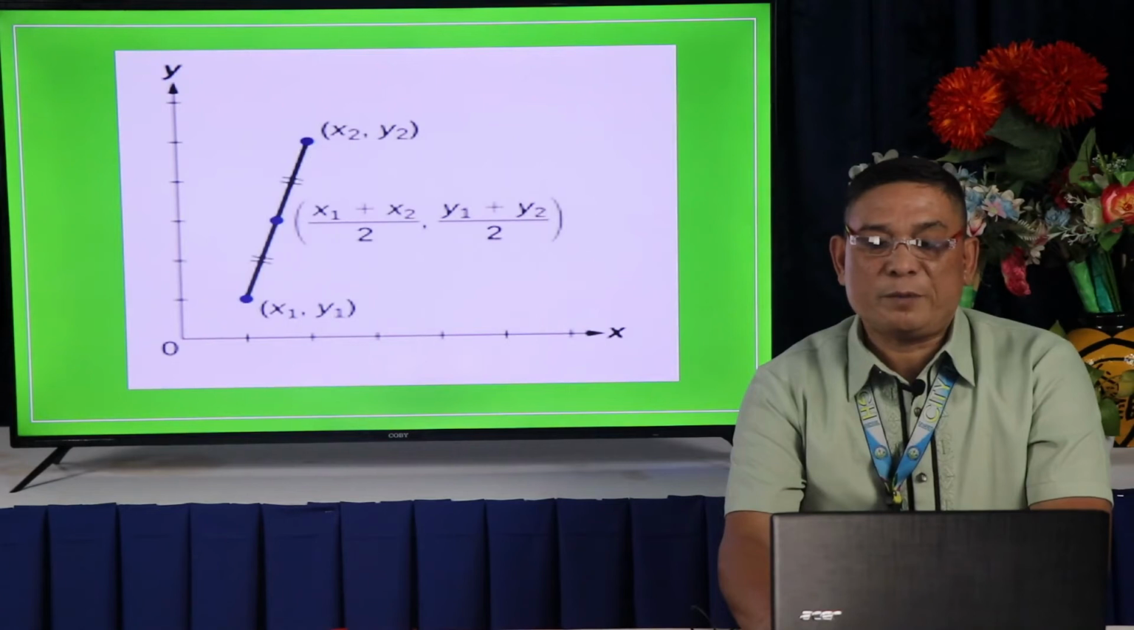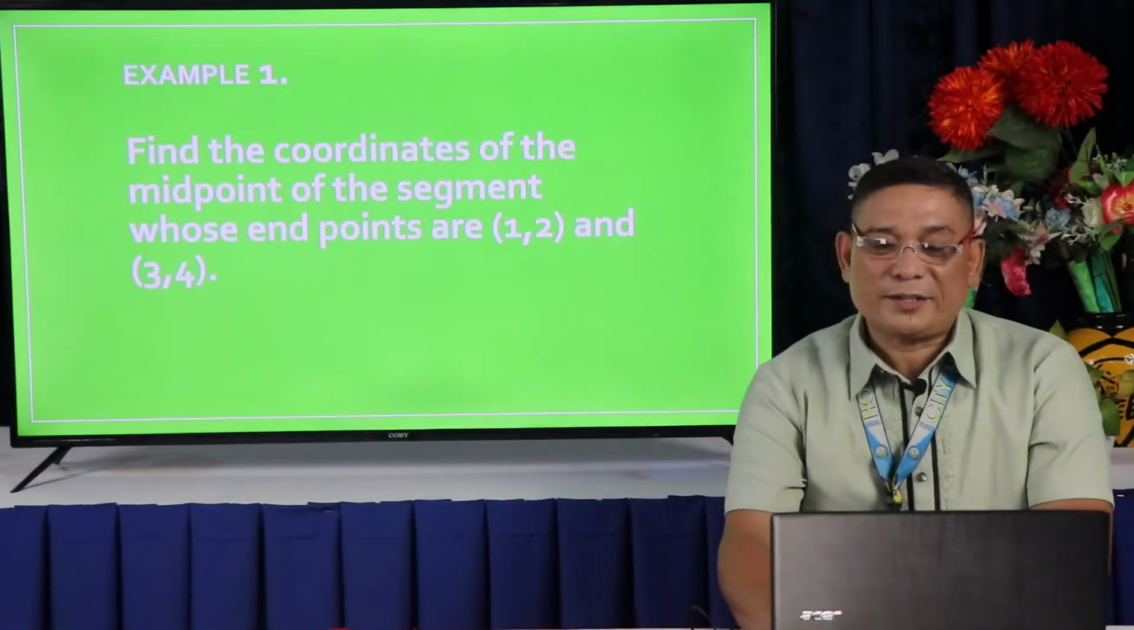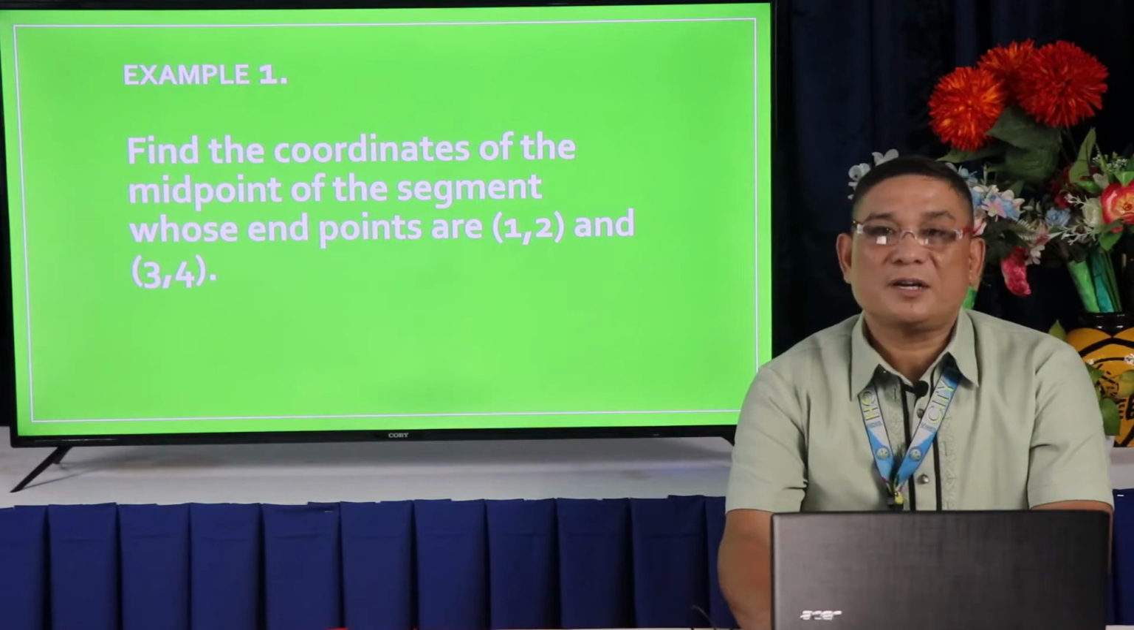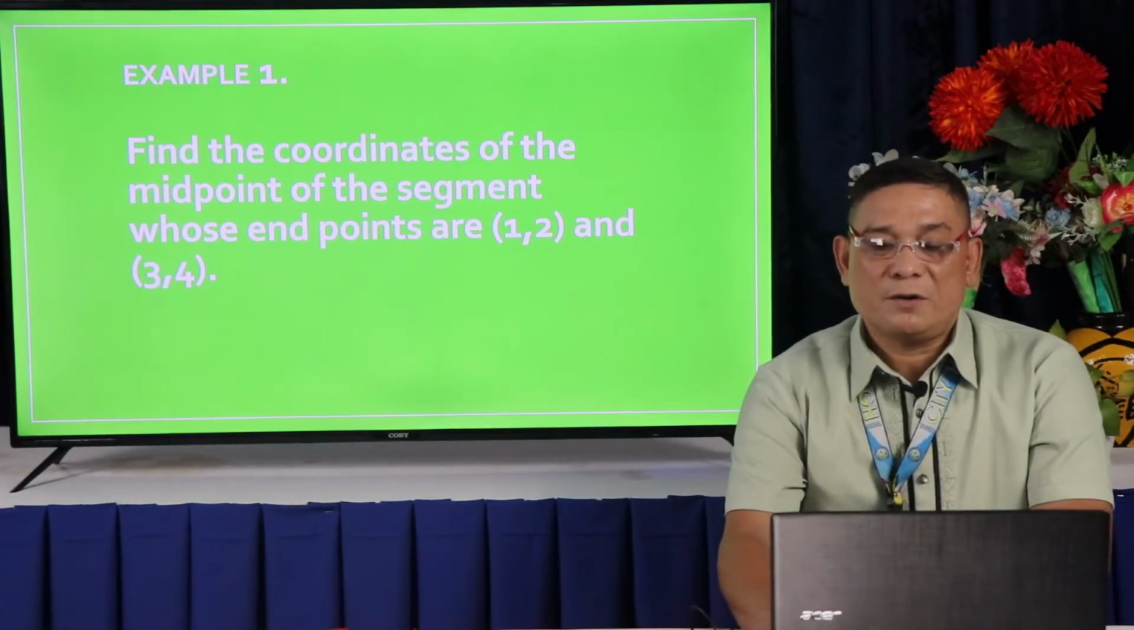The graph shows the midpoint formula and the coordinates of the first and second points. Now let us consider these examples. Example number 1. Find the coordinates of the midpoint of the segment whose endpoints are (1, 2) and (3, 4).